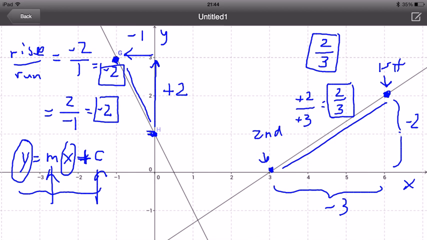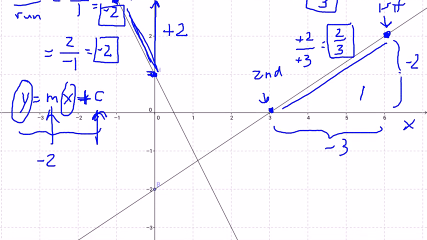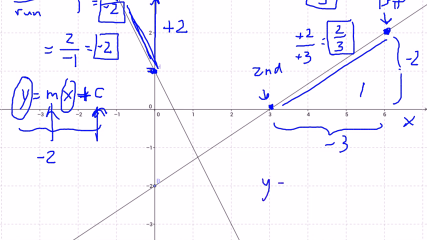Well, m is the traditional symbol for slope or gradient. So if we were going to write the equation for this line here with its gradient -2, guess what's going to appear as m? It's going to be -2. And if we were going to write an equation for this line, guess what's going to be m? 2/3. Okay?